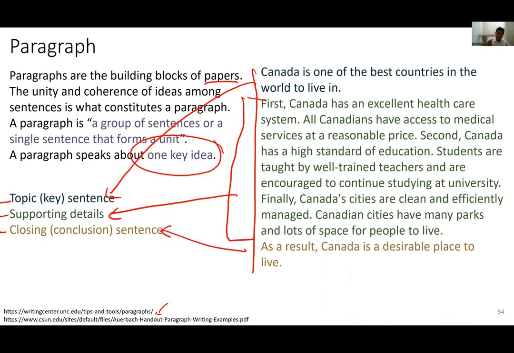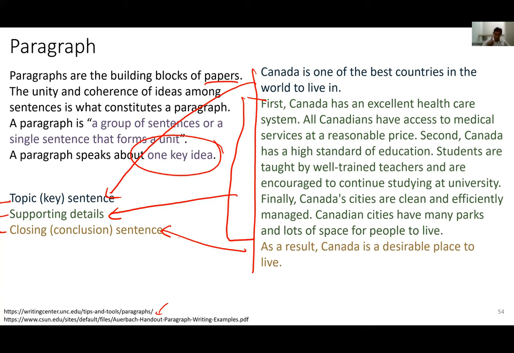All right. First, Canada has an excellent healthcare system. These are true things, right? I mean, one of the best healthcare systems in the world. All Canadians have access to medical services at a reasonable price. Second, Canada has a high standard of education. Students are taught by well-trained teachers and are encouraged to continue at university. Finally, Canada's cities are clean and efficiently managed. Canadian cities have many parks and lots of space for people to live.